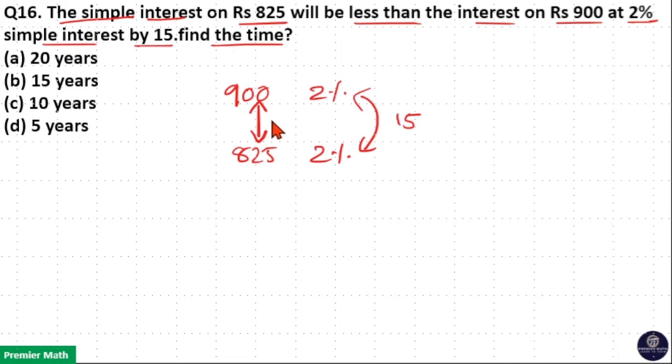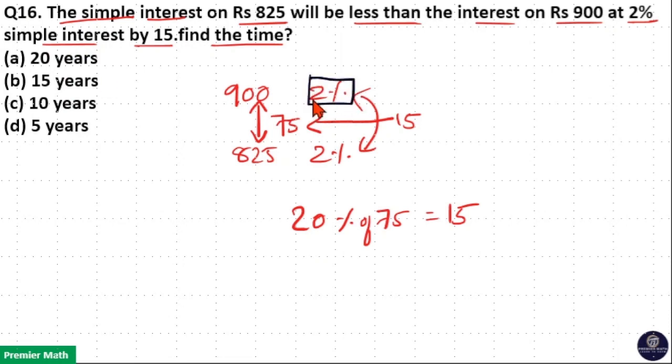Now, 900 minus 825 is 75. That means this 15 rupees is received from this 75 rupees. Now, 15 is how much percentage of 75? Here, 100% of 75 is 75. 10% of 75 is 7.5. Then, 20% of 75 is 15 rupees. So, 20% of 75 is 15 rupees. But here, you can see the rate is 2%.